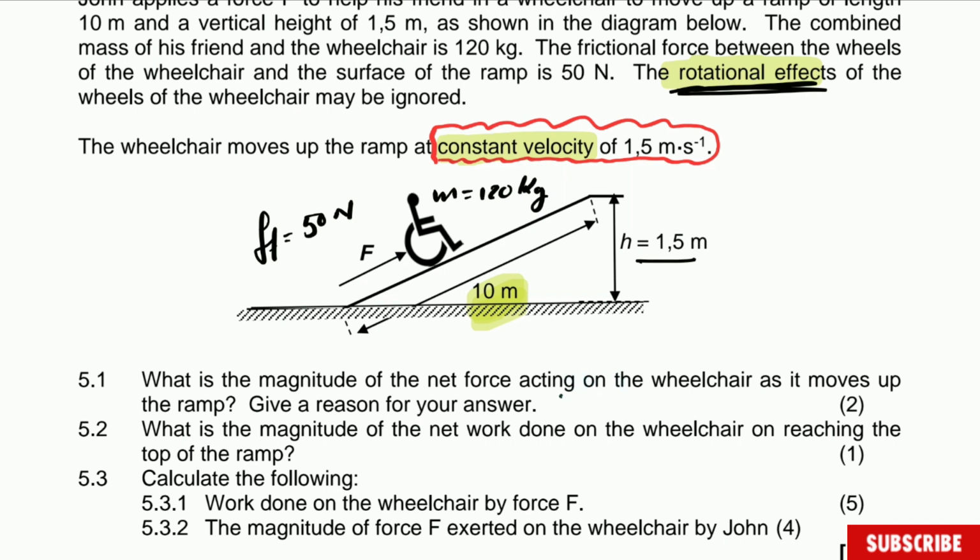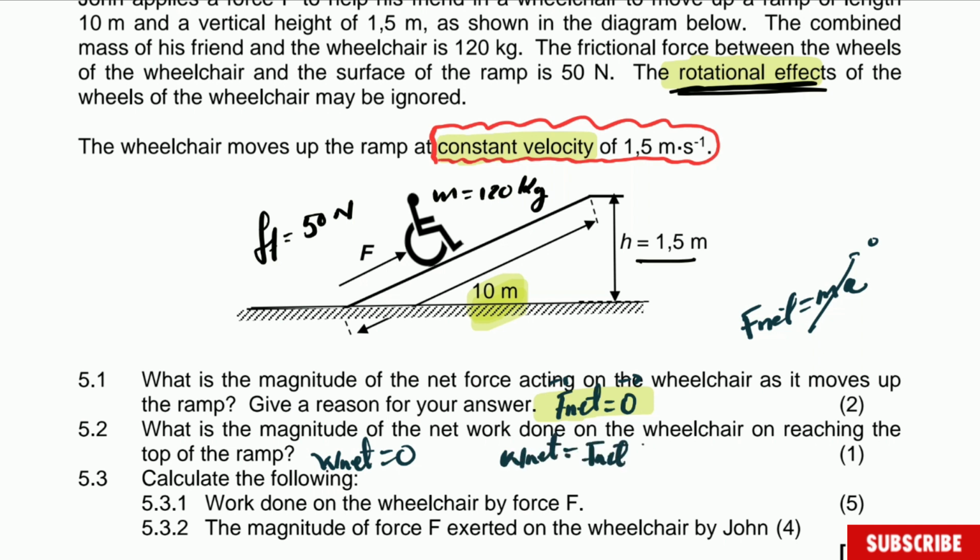And guys, it's very simple. The net force is going to be equal to 0 because the velocity is constant. What is the magnitude of the net work done on the wheelchair on reaching the top of the ramp? The net work is equal to 0. Remember that net work is equal to F net multiplied by the displacement multiplied by the cosine of theta. But if F net is 0, so is the net work. This one is quite simple.